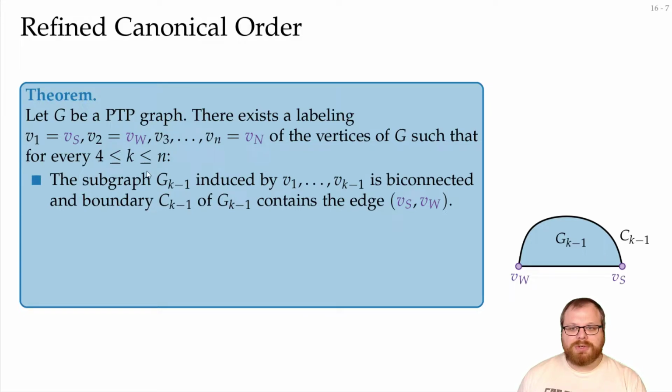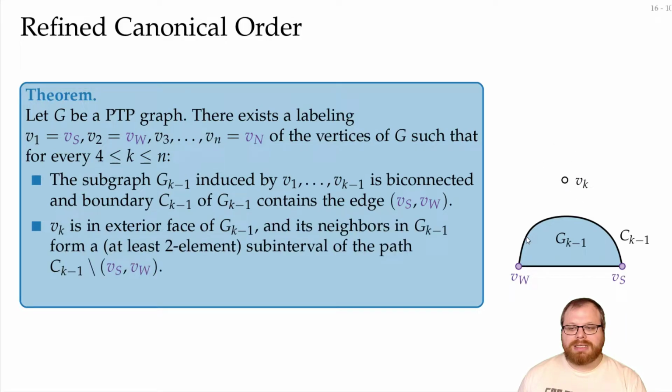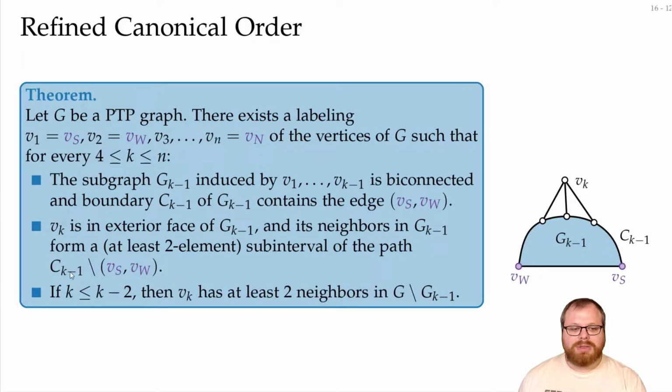If we look at the next vertex v_k, then it lies in the exterior face, and its neighbors in this subgraph form a subinterval of this contour, of this path between v_w and v_s, and it has at least 2 elements. Up to here it's the same as the canonical order, but now we also have some condition on what is left. So if k is at most n-2, then we have at least 2 neighbors in the rest, G without G_{k-1}. So there are at least 2 neighbors here.